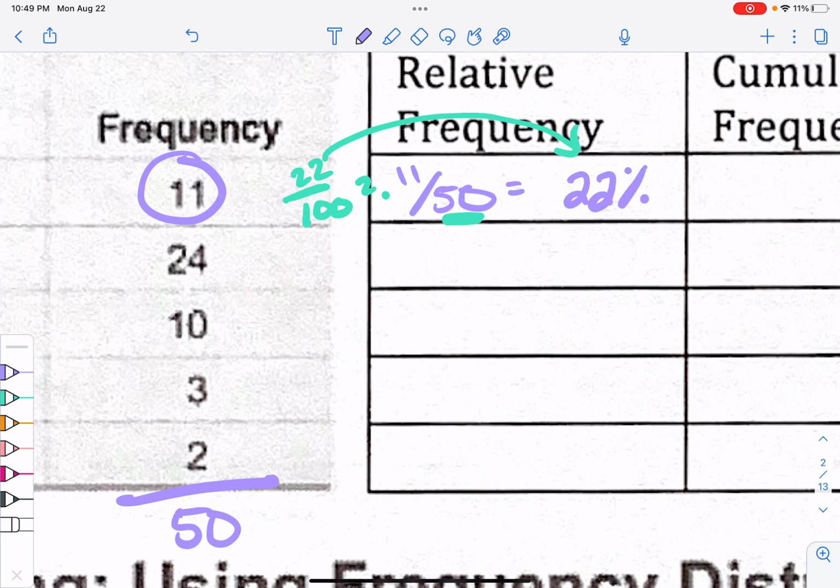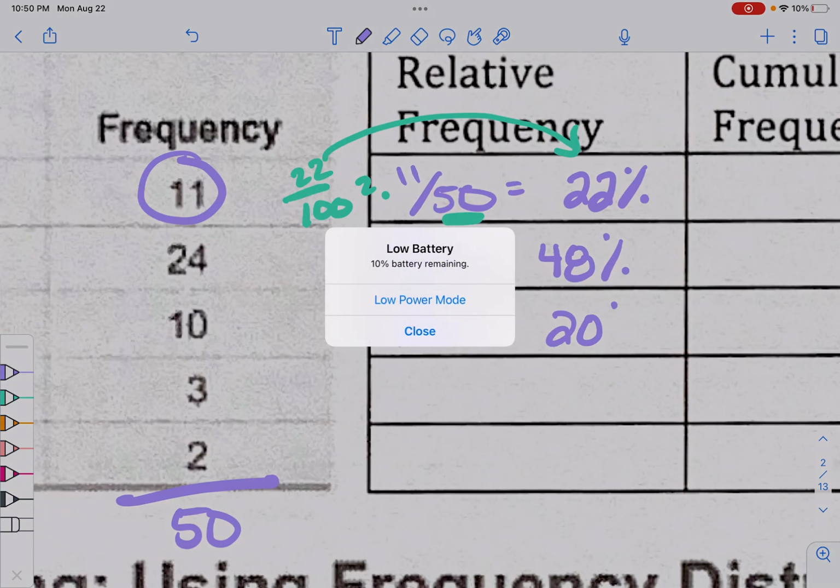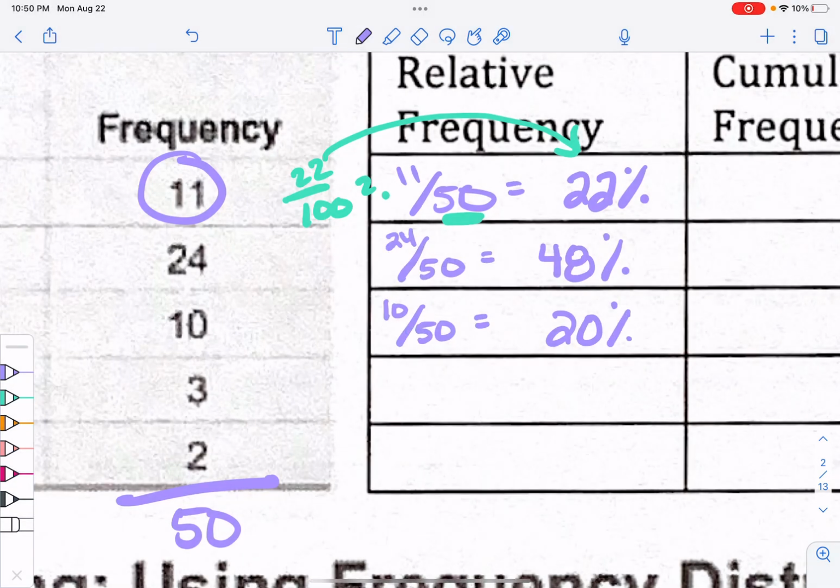The second one would be 24 out of 50, which if I multiply by 2 again is 48%. Or you can divide using a calculator, but you're going to get 48%. The next one would be 10 divided by 50, which is 20%. The next one is 3 out of 50, which is 6%, and then 2 out of 50, which is 4%. Again, I'm multiplying each top number by 2 because to convert 50 to 100, I multiply by 2. So that's how this works.